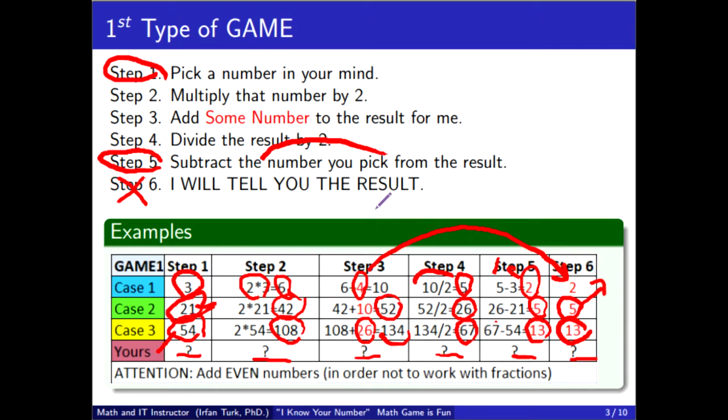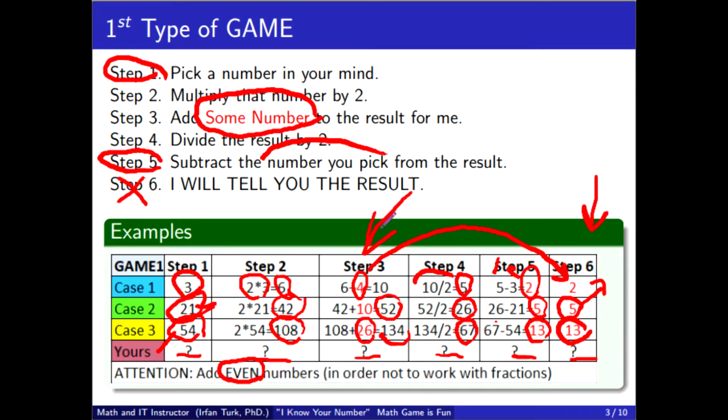As you can see, you just say some number, and that affects the whole calculation, and then you guess the result. There are 2 things that you need to consider. For the number that you add, there is a note that says to be careful about that number. If you choose an even number to add in this calculation, then you don't have to deal with fractions in your calculations.